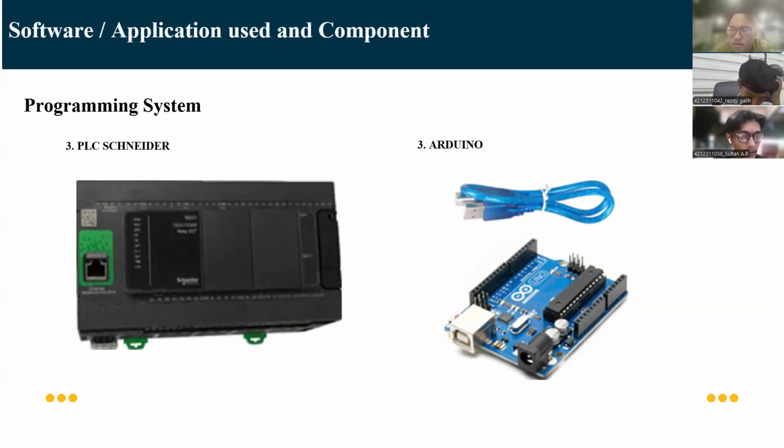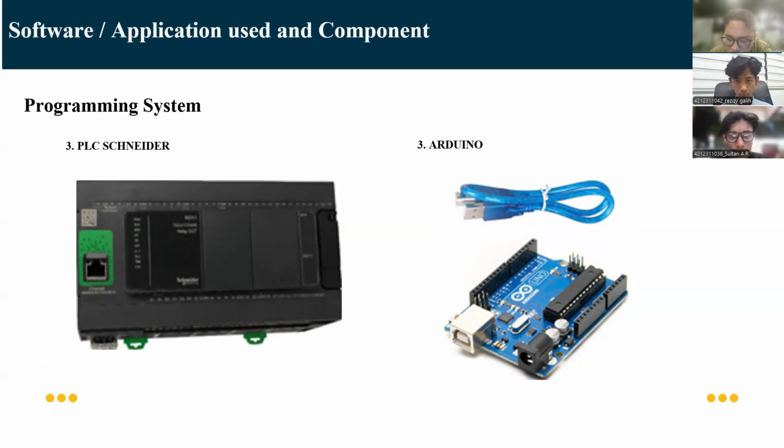In this slide is the programming system. Schneider PLC is used as the main industrial control system. It executes the machine control logic, manages automation sequences, and ensures reliable operation in an industrial environment. The PLC communicates with external devices through Ethernet and works together with the Wago IO system to handle input and output from sensors and actuators.